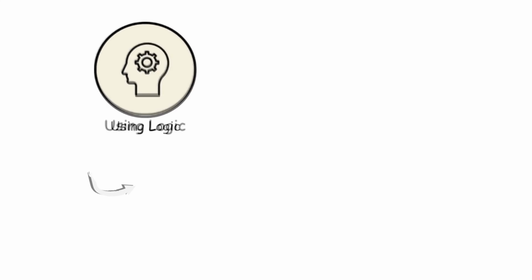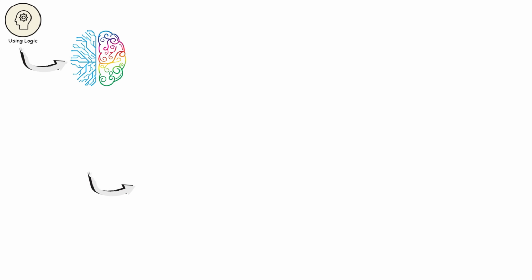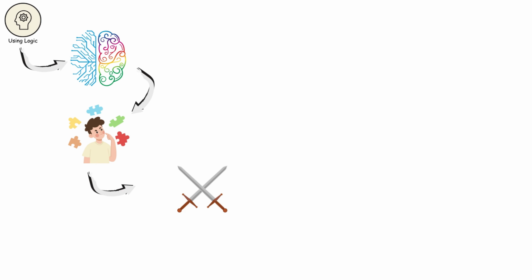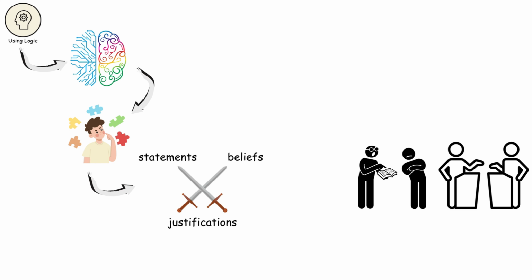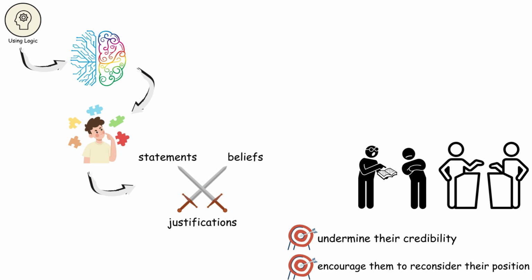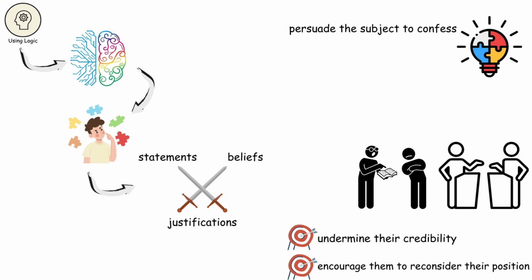Using logic. Interrogators may employ logical reasoning and critical thinking to challenge the subject's statements, beliefs, or justifications. By presenting rational arguments and pointing out inconsistencies or contradictions in the subject's story, interrogators aim to undermine their credibility and encourage them to reconsider their position. Using logic can help to persuade the subject to confess or provide truthful information based on reasoned analysis.